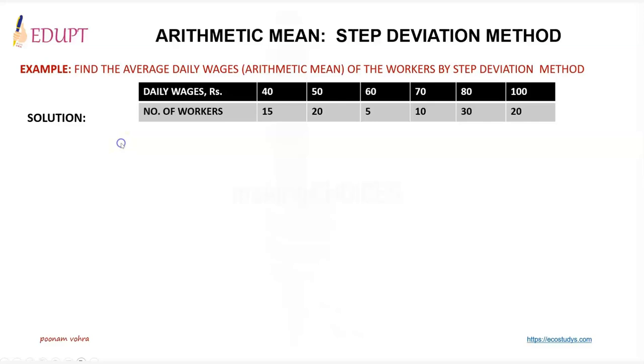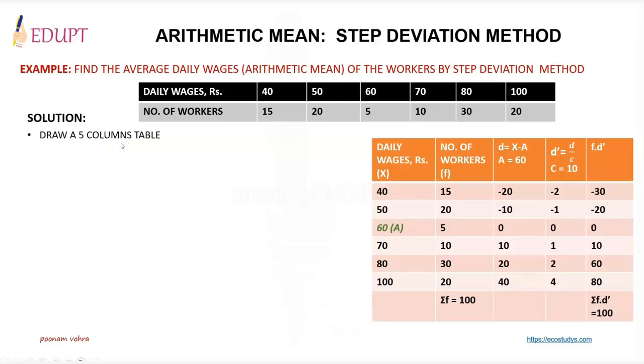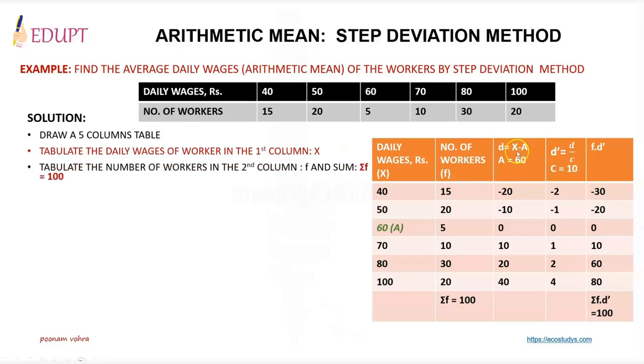Beginning with the steps. First step is that you need to form a table with daily wages as first column, number of workers, which is frequency, as the second column, find deviations, then find deviation dash, and finally multiply deviation dash with frequency. So one also needs to find summation of frequency, sigma f.